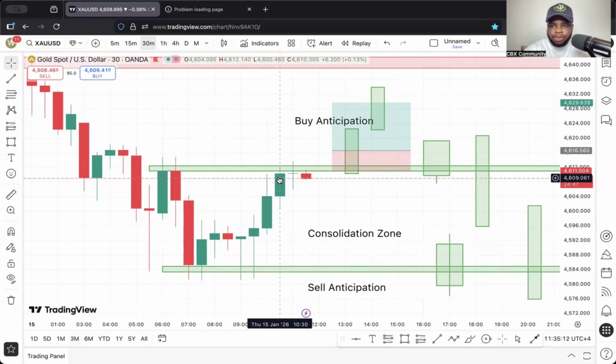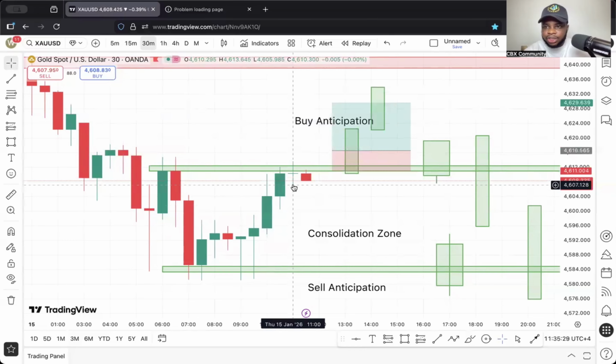Because this candle closed below our resistance zone. This candle didn't close above our resistance zone. This candle closed below our resistance zone. The next candle broke the high of this bullish candle and closed with a doji candle. The next candle is set to break the low of this doji candle and the high of this doji candle.